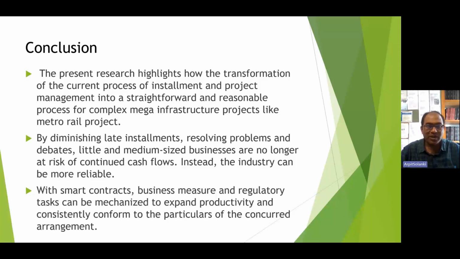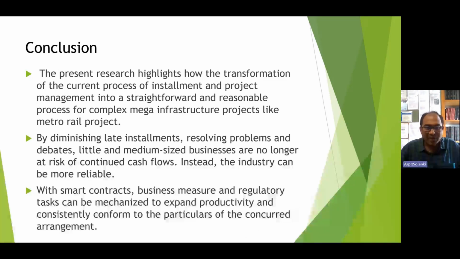So finally coming to the conclusion, so these are the conclusions of this research. So the present research highlights how the transformation of the current processes of installment and project management into a straightforward and reasonable process for complex mega infrastructure projects like the Metro Rail project. Second, by diminishing late installments, resolving problems and disputes, small and medium-sized businesses are no longer at risk of continued cash flow problems. Instead, the industry can be more reliable.